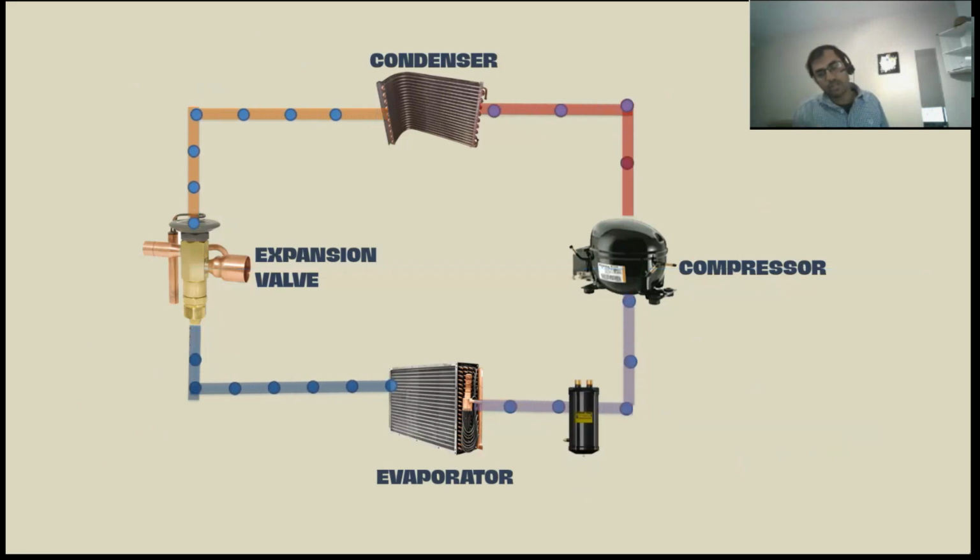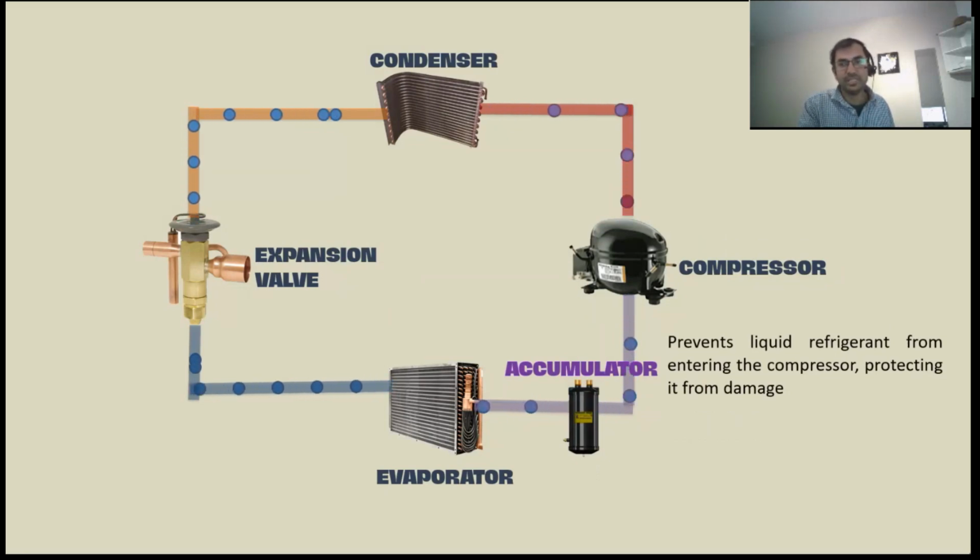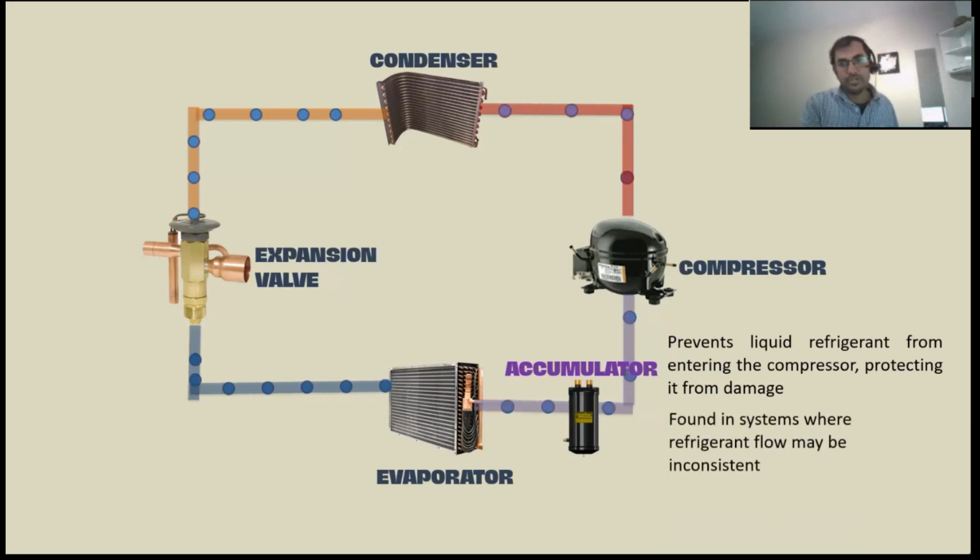So there are many auxiliary equipment also in the refrigeration circuit that we are going to learn here. Just for basic understanding, this is the accumulator. The accumulator prevents liquid refrigerant from entering the compressor and protects it from the damage found in the system where refrigerant flow may be inconsistent. So it is basically kept in the liquid vapor line. You see, this is between evaporator and compressor.